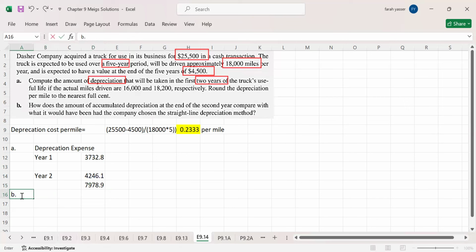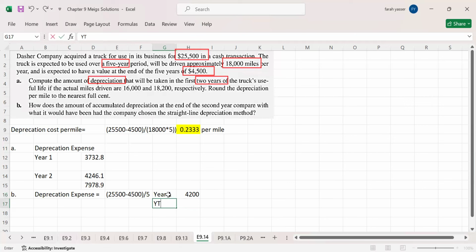The second requirement is, how does the amount of accumulated depreciation at the end of the year compare with the straight line method? So first of all, we are going to calculate depreciation expense under the straight line method, which is cost, 25,500, minus residual value, 4,500, divided by useful life in years. The life is 5 years, so divide by 5. So annual depreciation is 4,200.